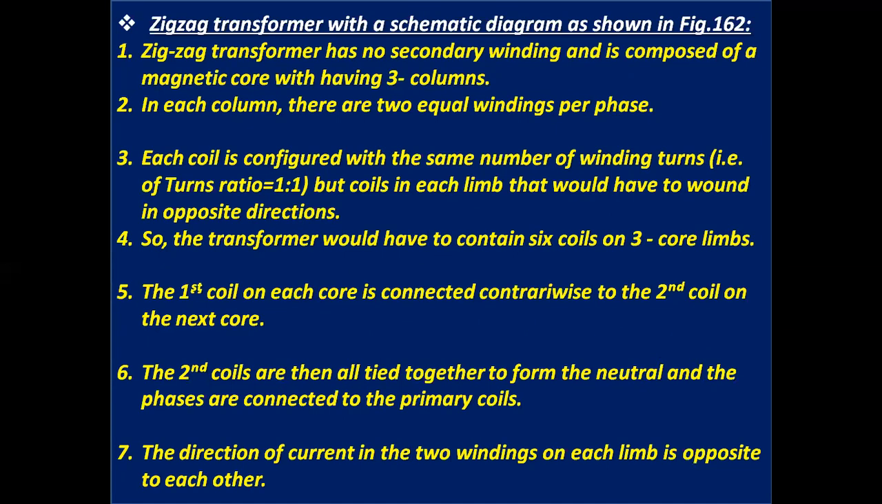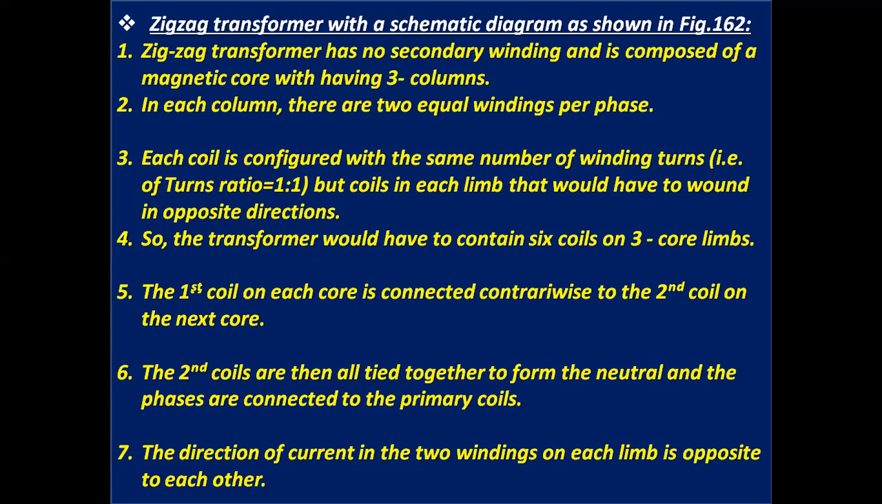Looking at the zigzag transformer schematic diagram shown in figure 162, we can compile the following. Number one, a zigzag transformer has no secondary winding and is composed of a magnetic core having 3 columns. In each column, there are 2 equal windings per phase. Number 3, each coil is configured with the same number of winding turns, that is a turns ratio of 1:1, but the coils in each limb are wound in opposite directions. So, the transformer contains 6 coils on 3 core limbs.